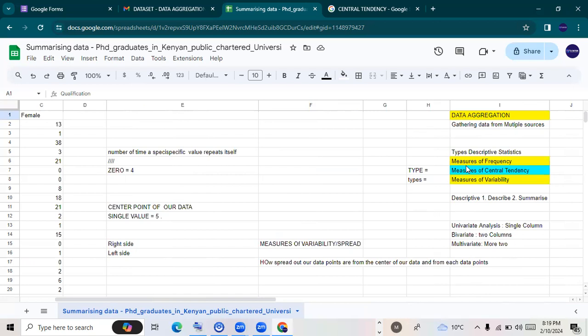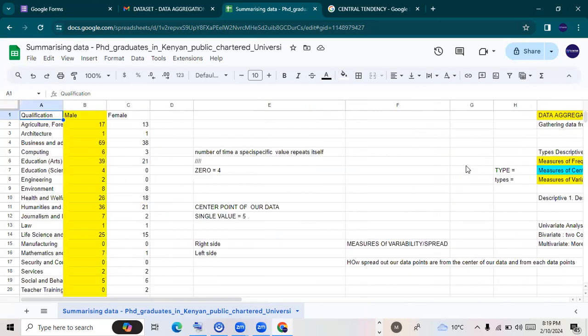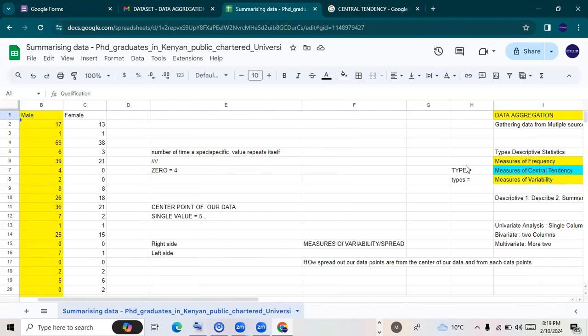So the first thing we are to look at whenever you pick a data or whenever you are analyzing the data, you want to establish or perform descriptive statistics. First, look at your measures of frequency. And the measures of frequency, we said we are looking at the number of times a specific value repeats itself or appears in our data.